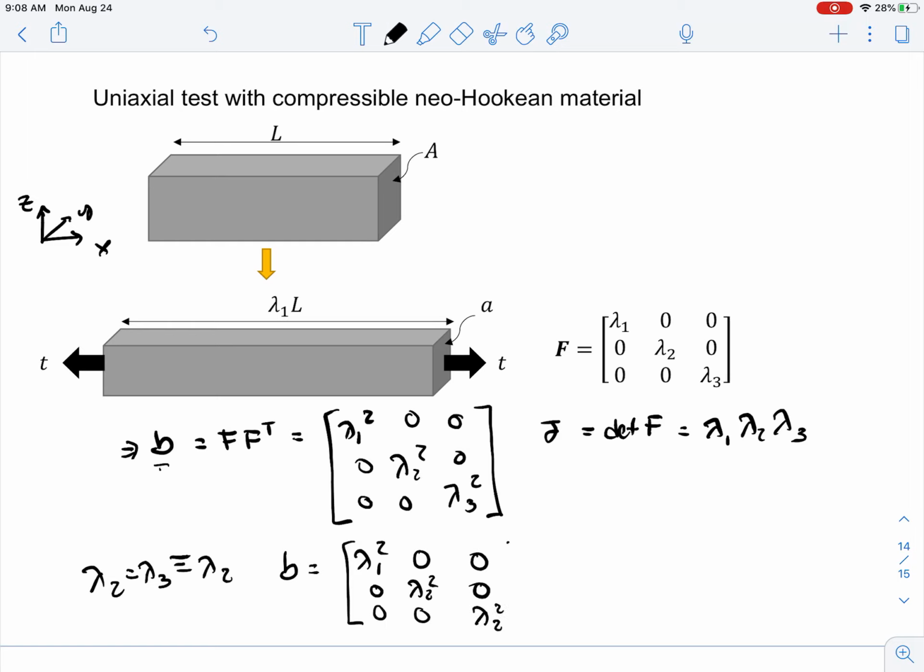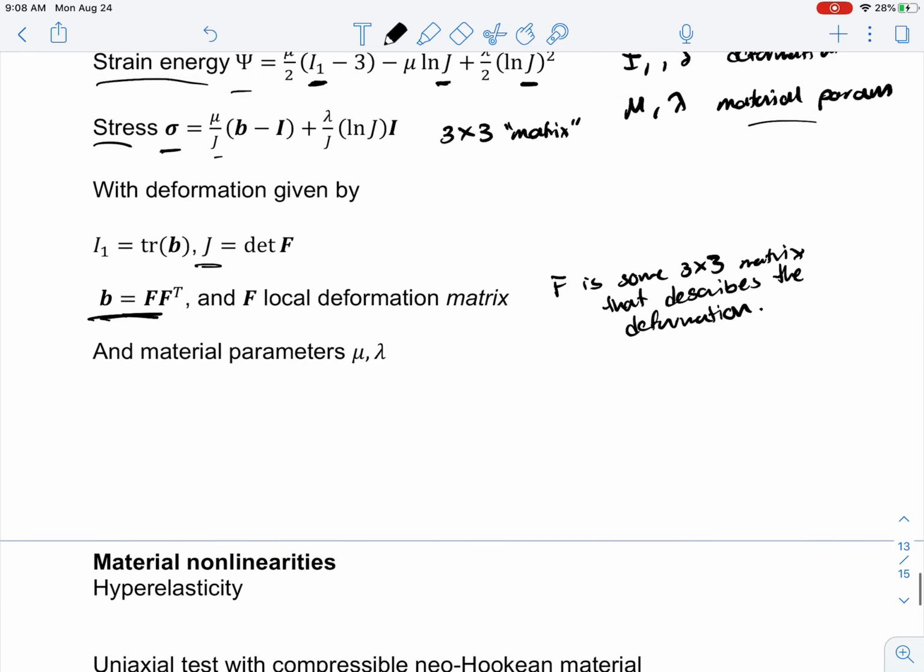But there's no point in keeping lambda 2 and lambda 3 because they are the same. Because the problem is transversely symmetric, I guess. So we're applying the lambda 1, there's no difference really in the y and z axis, so they should deform equally as long as the material is isotropic. All right, so these are the two definitions, the two things that we need to define the stress.